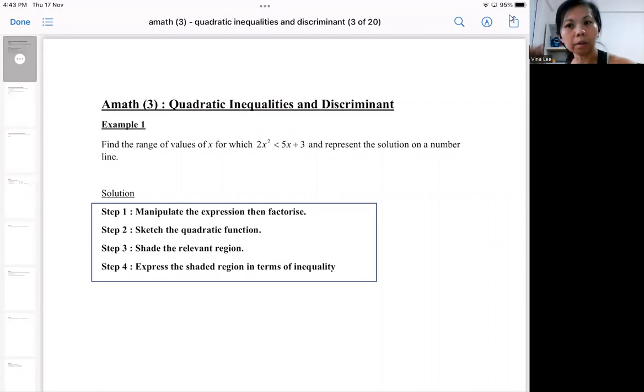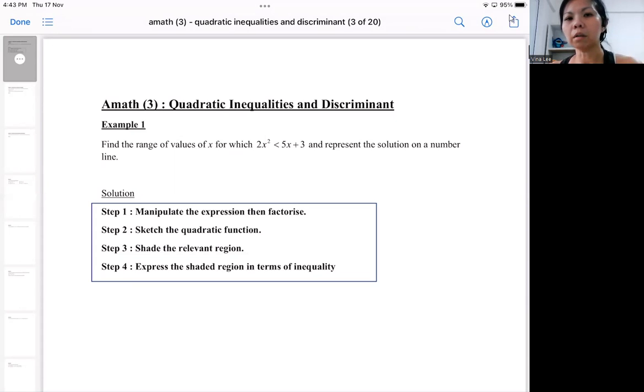In this section, we're going to learn something new. We are learning something called quadratic inequalities. So it's very different from the linear inequalities that you learn in lower sec. And for you to understand quadratic inequalities, you need to have a good understanding about the quadratic function, or rather the quadratic function as a graph, which you should have learned before you come to this stage.